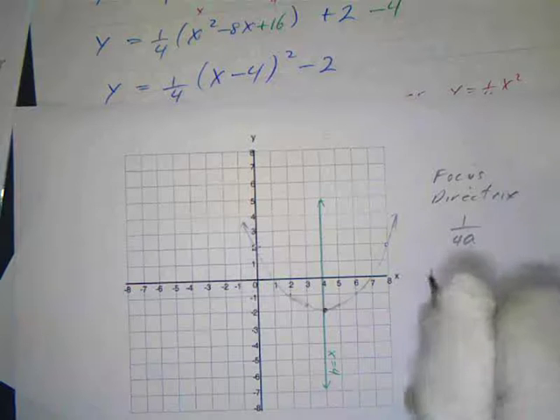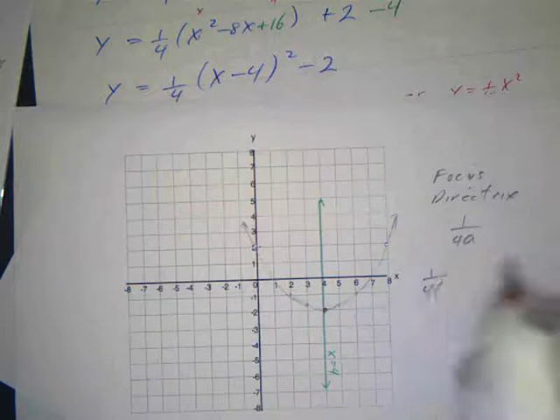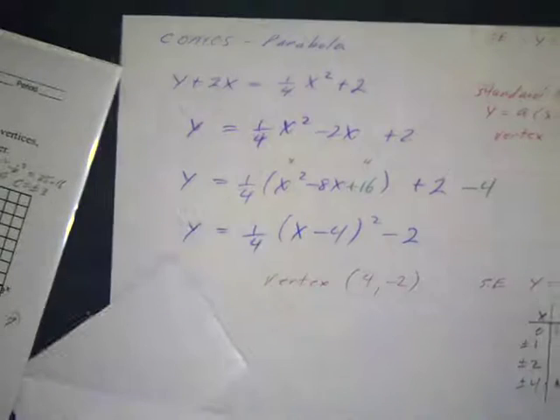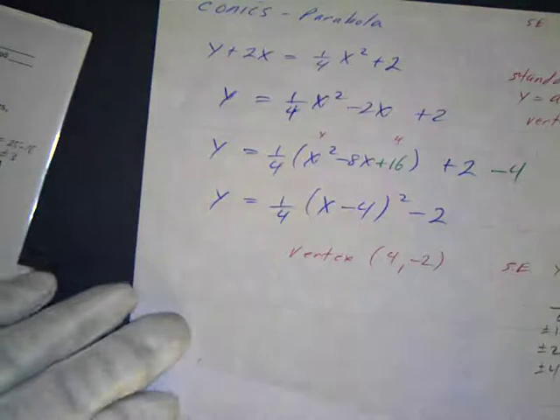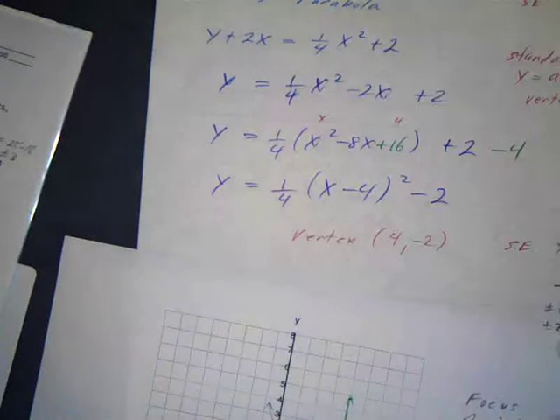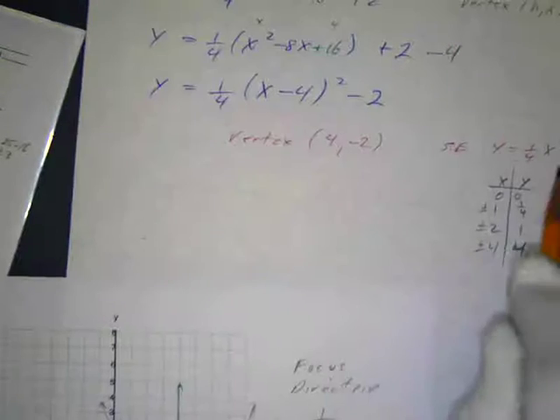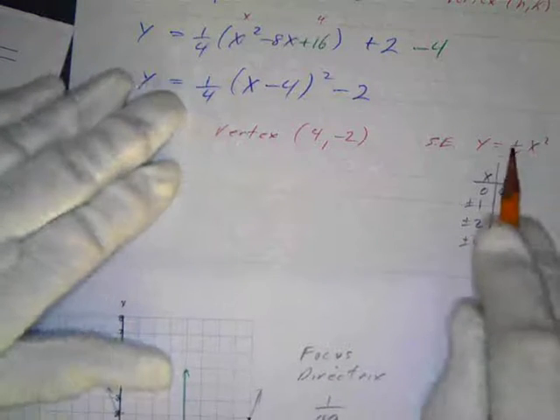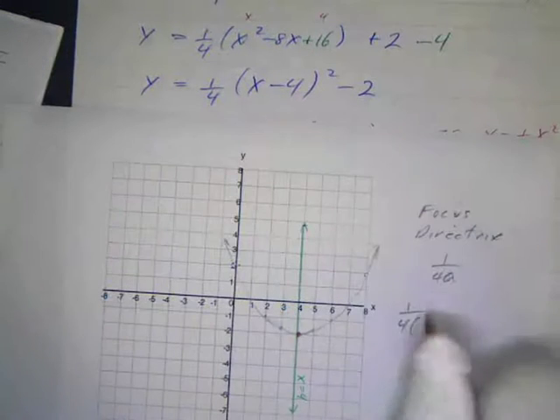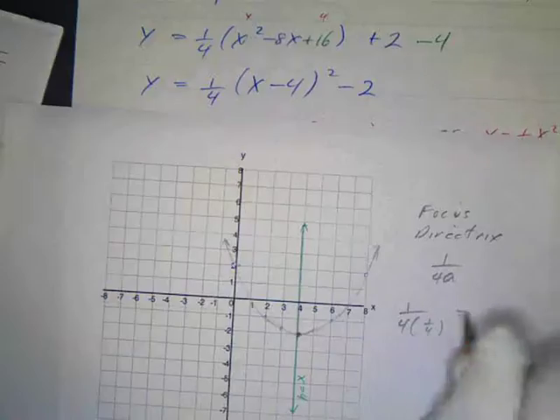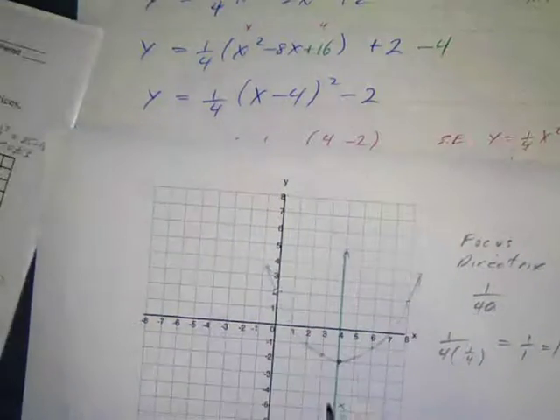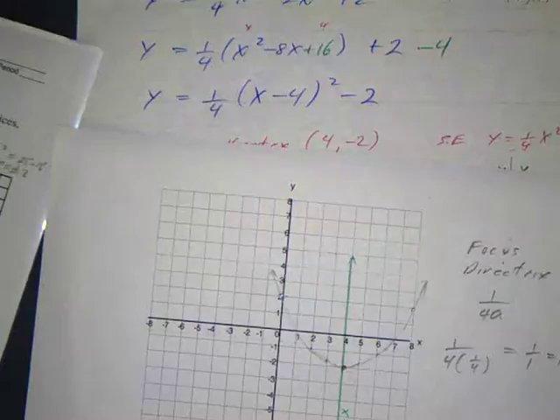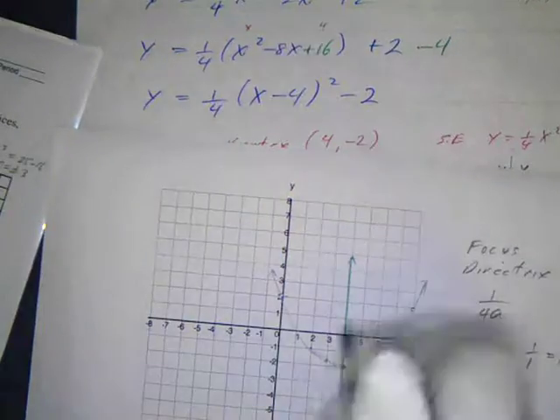Well, a was 1/4. You can see it over here also. It's 1/4. Okay, so it's just going to be 1 over 1/4, which is just going to be 1 over 1, which is just 1. So I'm going to go 1 above and 1 below my vertex on the axis of symmetry to find my focus. So here's the focus right here.